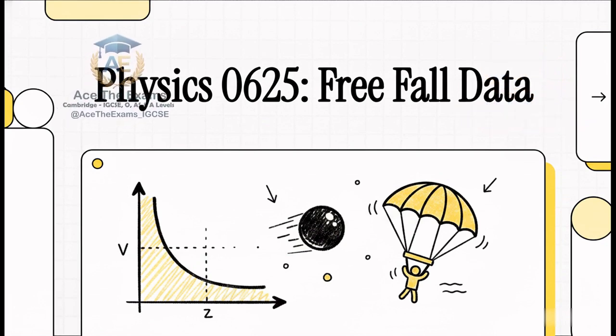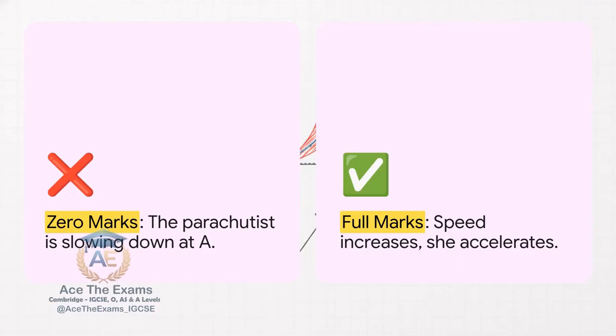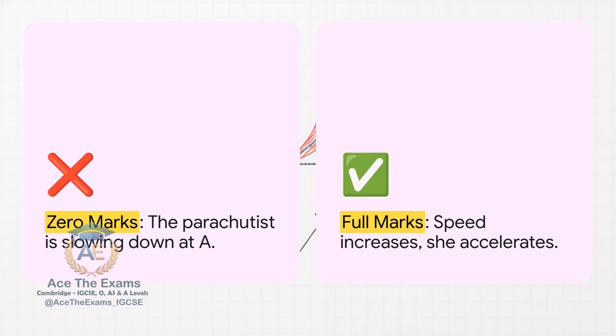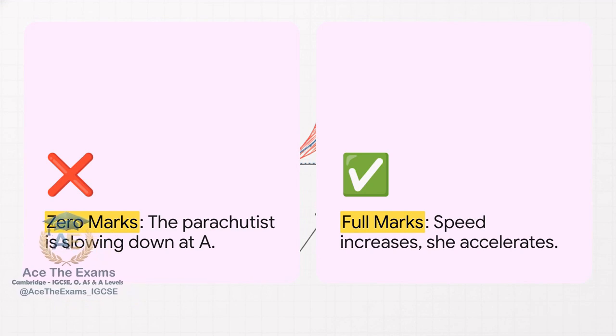That's right, we're going to start from the perfect final answer and work entirely backwards to uncover exactly how to secure those top marks. So let's look at a prime example of where things go terribly wrong for most learners. Take a look at this painful learner mistake on the left. A student looks at a curved graph right at the start of a fall and writes, "The parachutist is slowing down at A." That is a zero-mark trap, and it absolutely destroys grades.